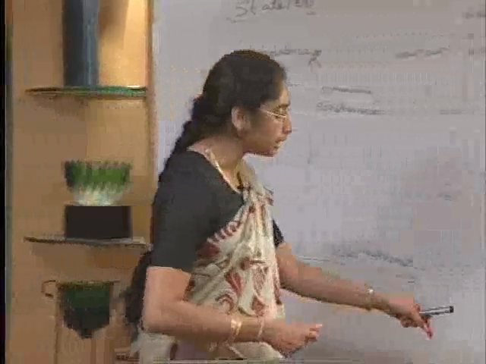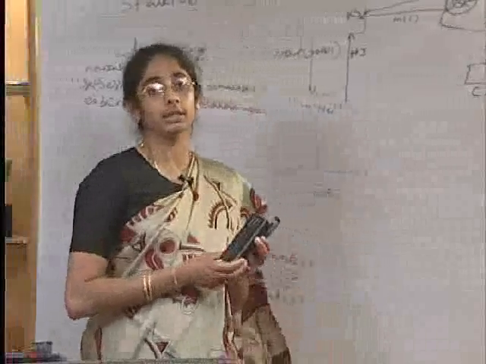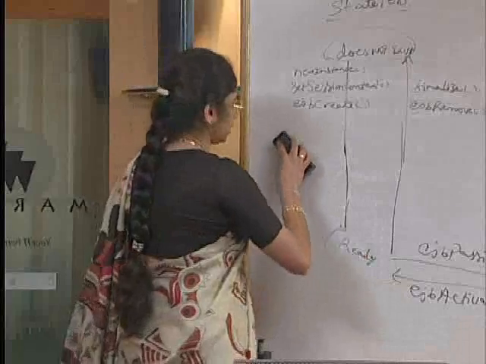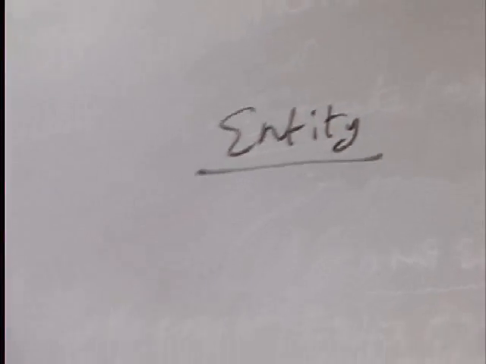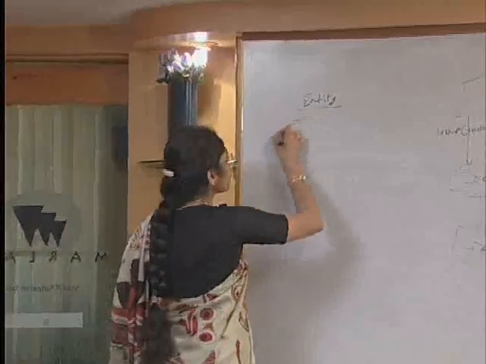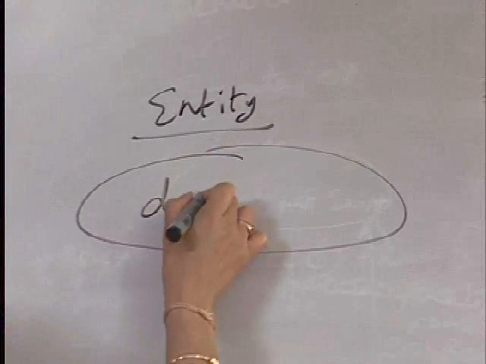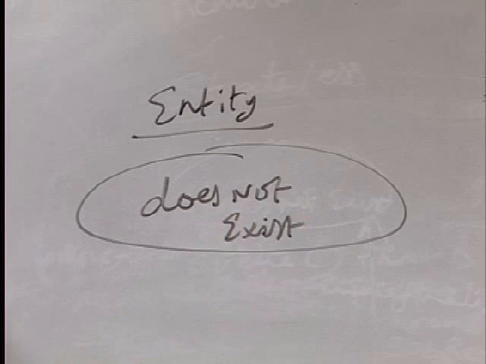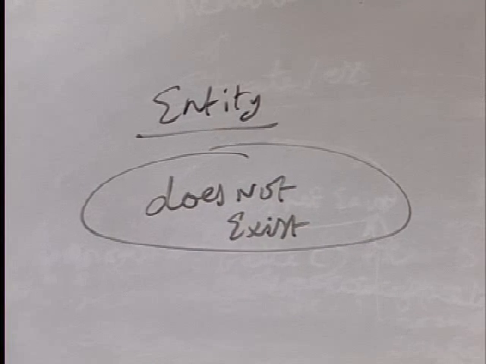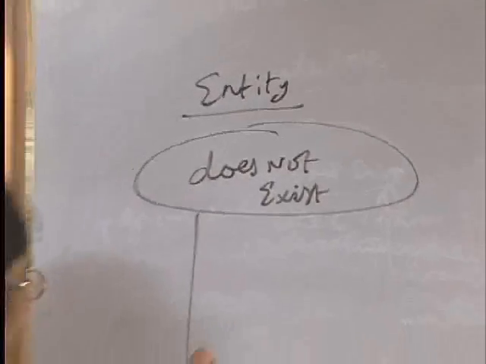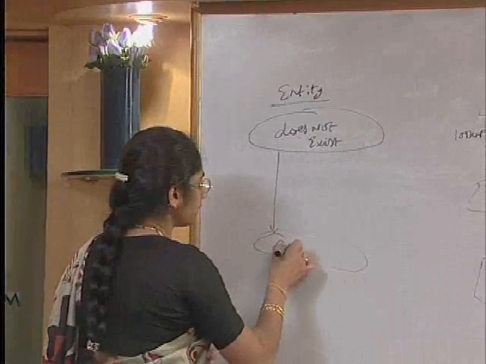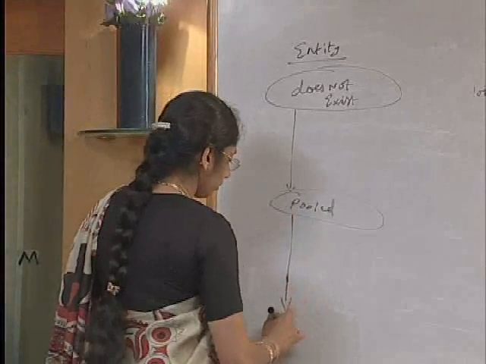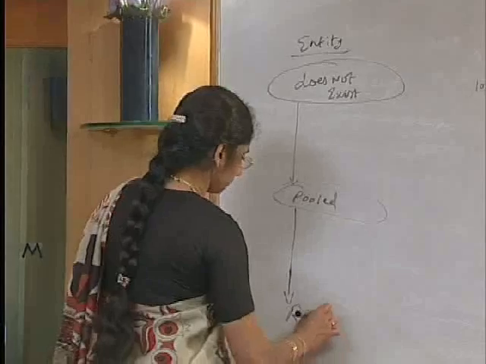Now let's look at an entity bean life cycle. Whether it is a CMP or a BMP, regardless of it, it's the same life cycle. In the case of an entity bean, the life cycle starts with the does not exist state, and moves from there to the pooled state, and from the pooled state to a ready state.